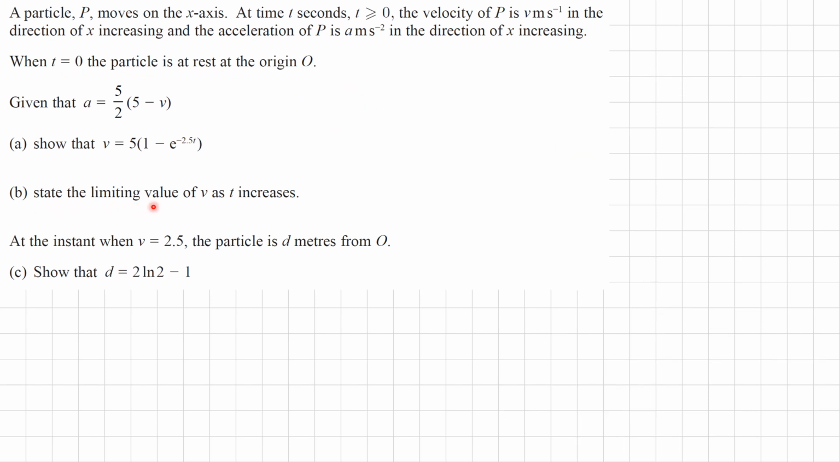Okay, part B, state the limiting value of v as t increases. As t increases, so let's say t is approaching infinity, what's that limit? Well, the bit that's got the t in it is this part here. As t increases, we're doing e to an increasing negative power, which means that it is going to be getting smaller, approaching 0, which means all that's left is going to be 5. We just need to state the limiting value without any explanation, so I'm just going to put down 5.